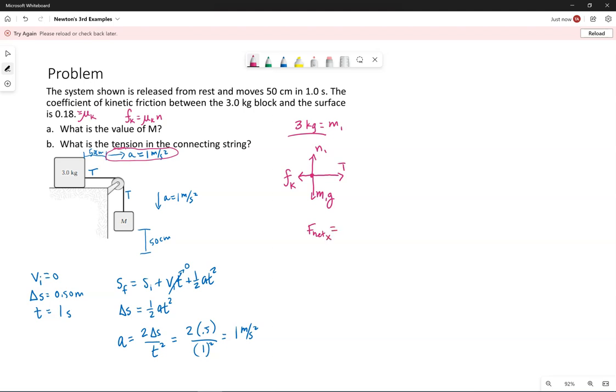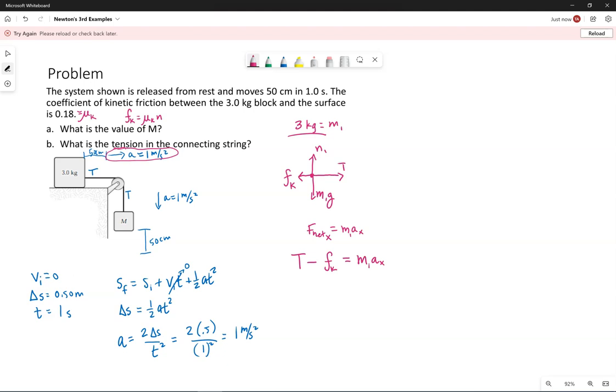So to relate these forces to the acceleration this block experiences, we need to use Newton's second law. The net force in the x direction is going to equal the mass of this box, so M1, times its acceleration in the x direction specifically. So we know tension is to the right. We know the force of friction is to the left. Those are the only forces in the x direction. So that sum of force needs to equal the mass times the acceleration.